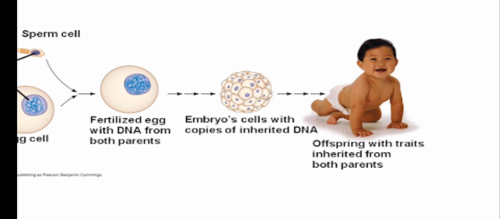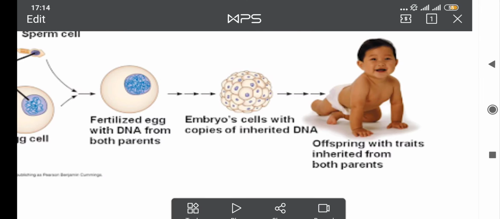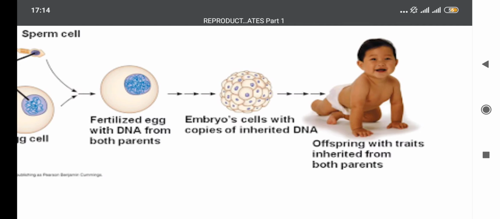Then we now have this same zygote that forms embryo cells with copies of inherited characters, which are made up in the DNA. Remember, the DNA is the deoxyribonucleic acid. Then with time, as in human's case, the female carries the fetus in her womb.